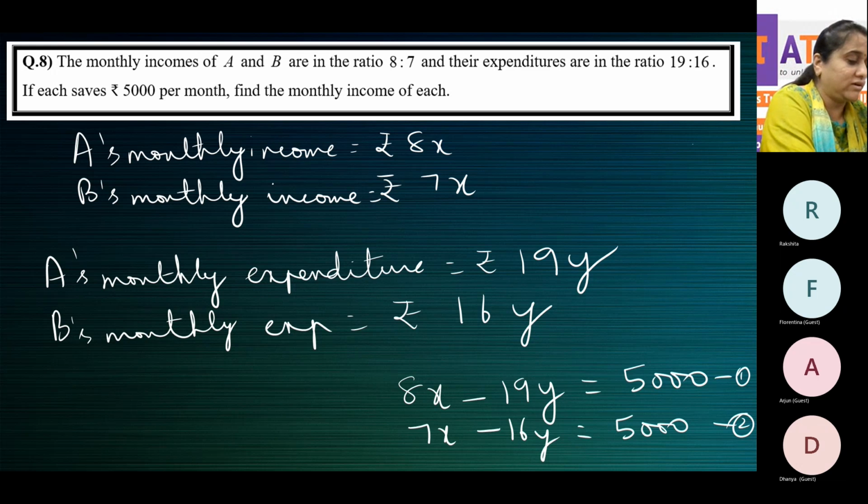200 minus 225, 25 minus 25. So minus minus cancel out. Y is equal to 25.